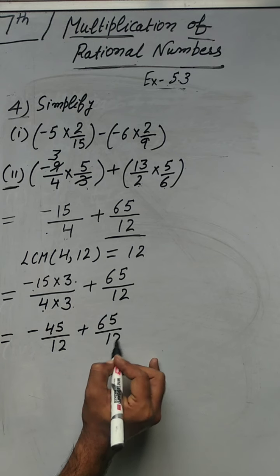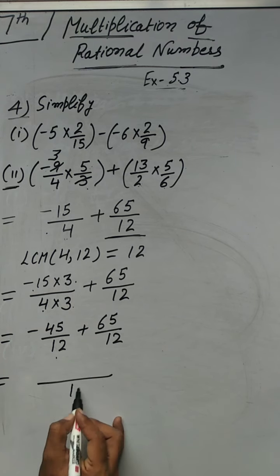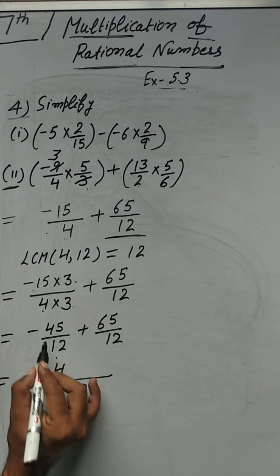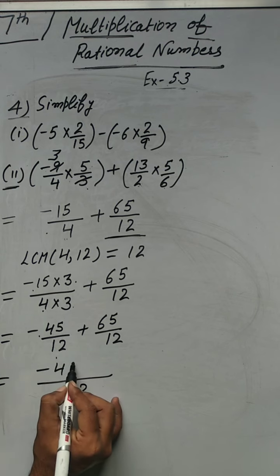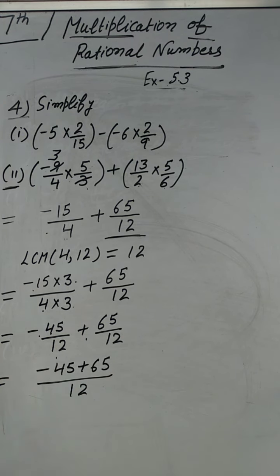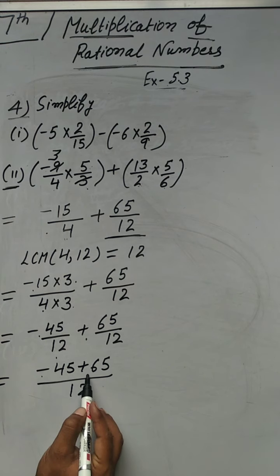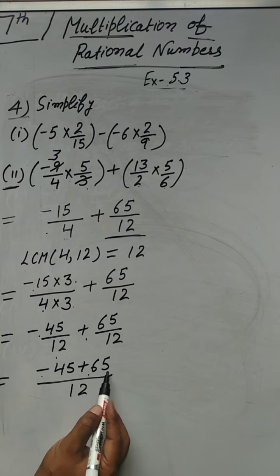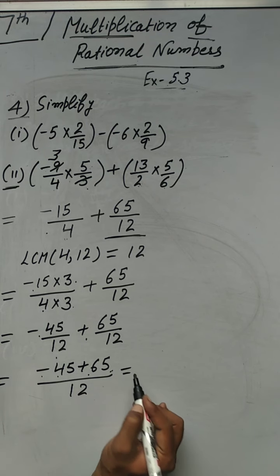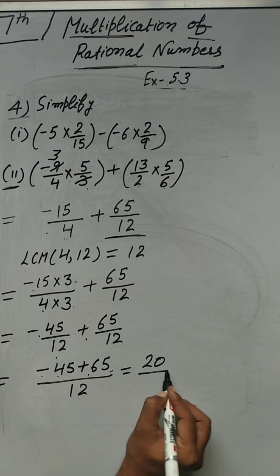65 upon 12. Now beta, the denominator of both rational numbers is equal, 12. Keep it one time. So here the numerators are minus 45 and plus 65. Clear beta? Now here one number is in minus, one is in plus. What to do? We will subtract them. 65 minus 45. It will be equal to 20 upon 12.